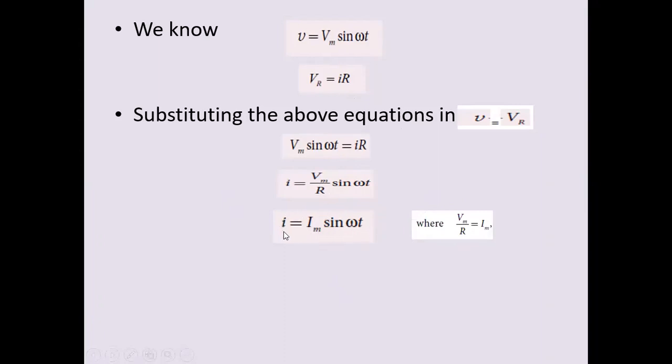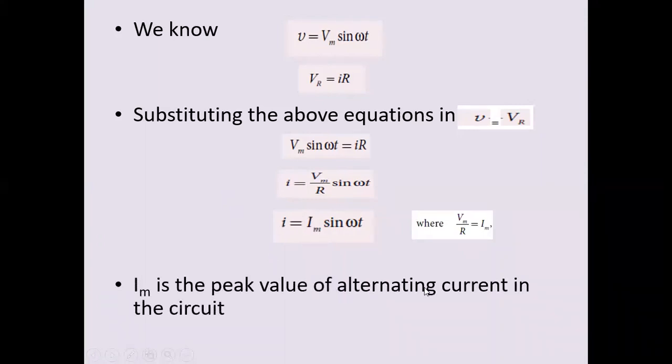Now we have got the instantaneous value of current. Small i represents the instantaneous value of current, where Im is the peak value of the alternating current in the circuit. So we have the equation for alternating voltage and the equation for alternating current. Now, from these equations, V is equal to Vm sin omega t and I is equal to Im sin omega t.